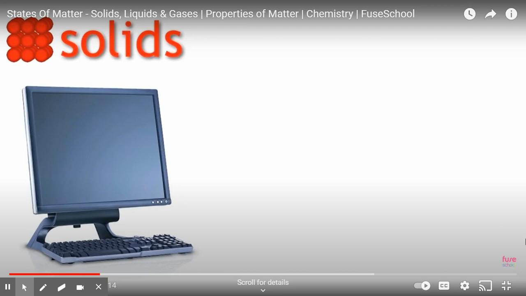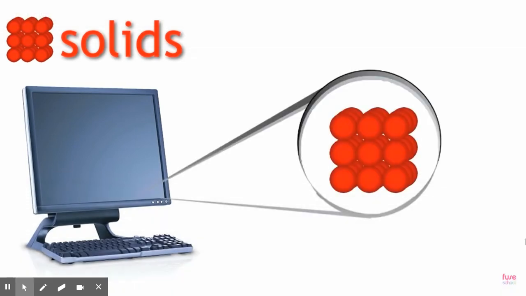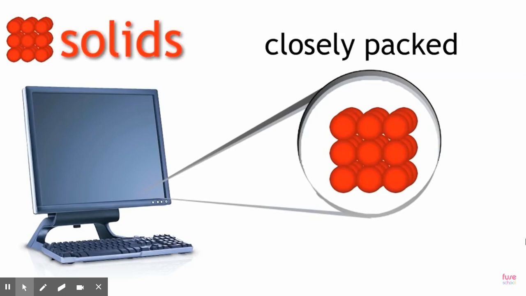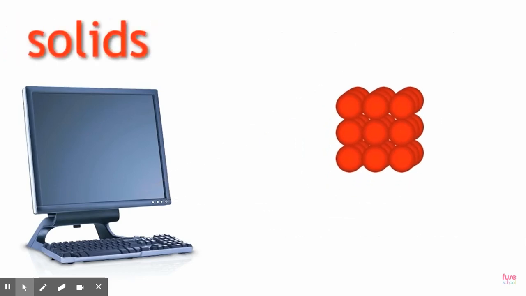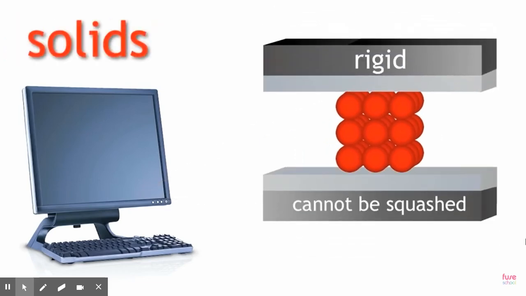The properties of solids depend on how the particles in solids are packed. In a solid, the particles are closely packed in fixed positions and cannot move anywhere. So, solids are rigid, cannot be squashed and compressed, have a fixed shape and a fixed volume. They cannot flow.